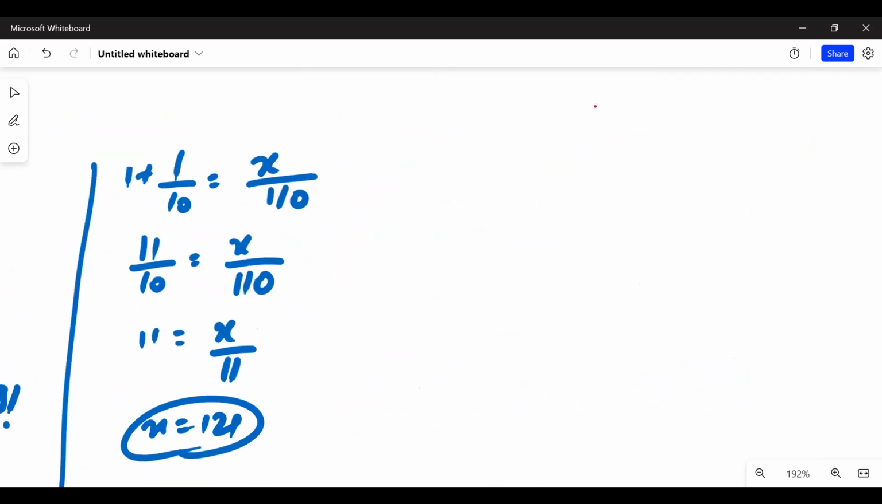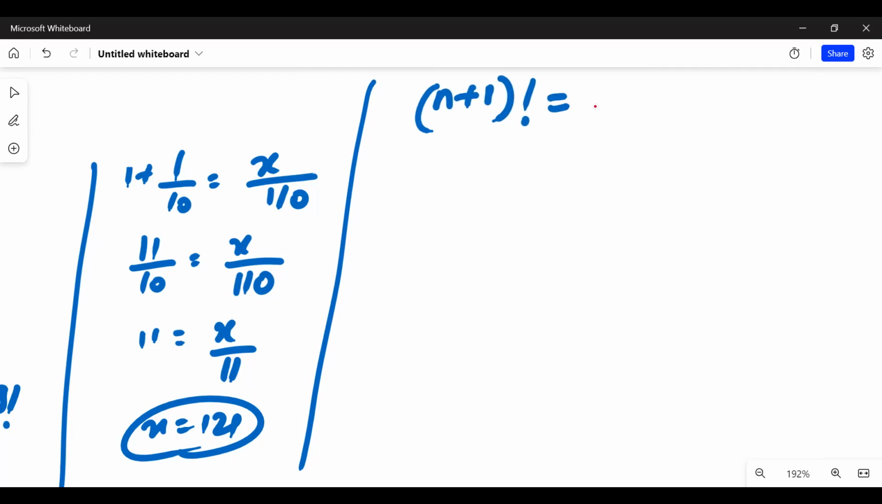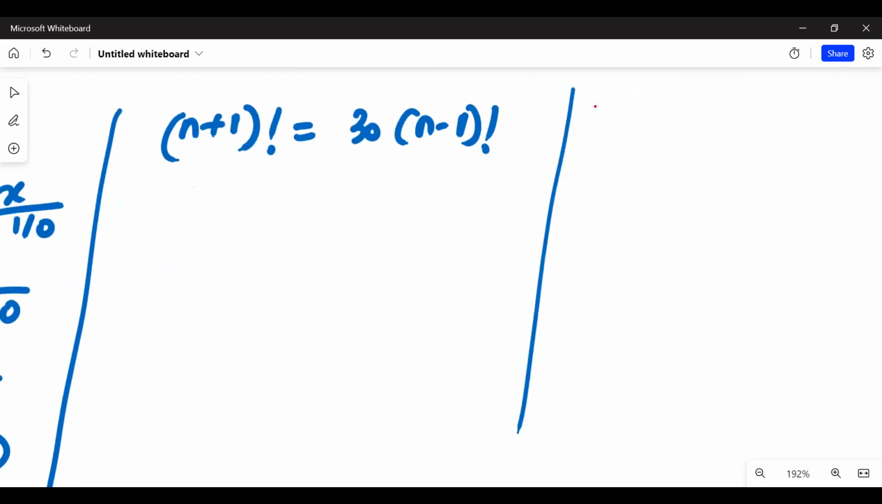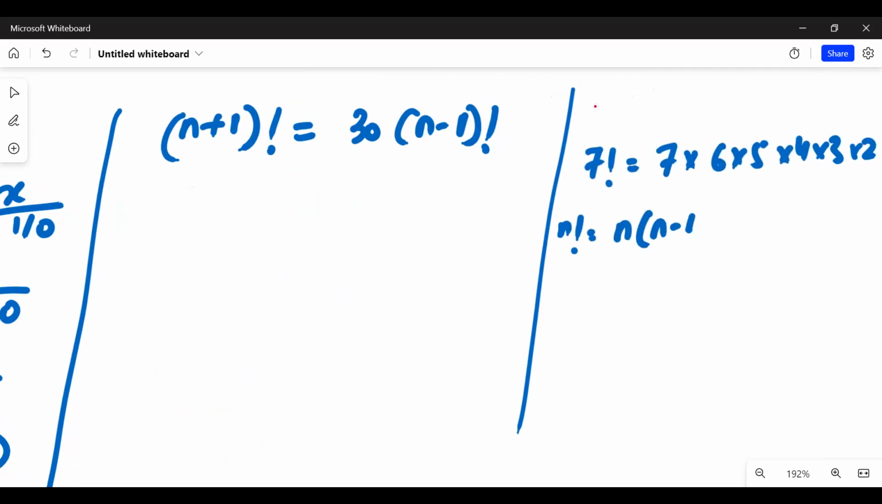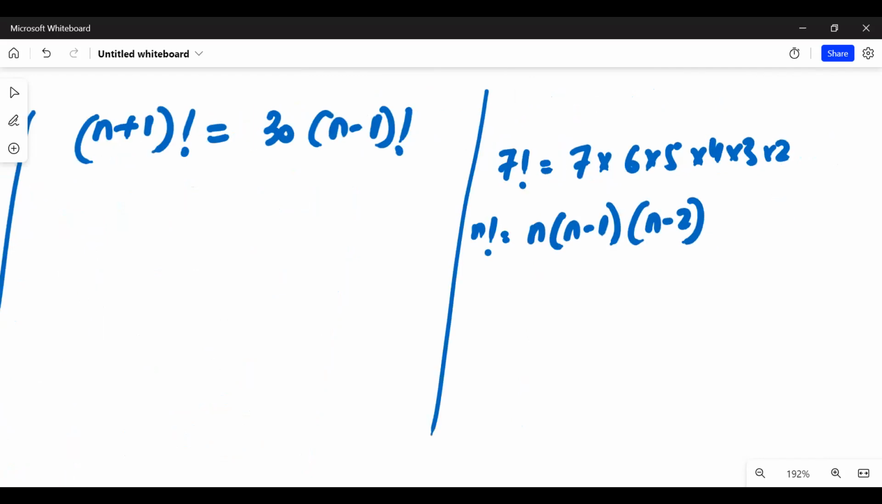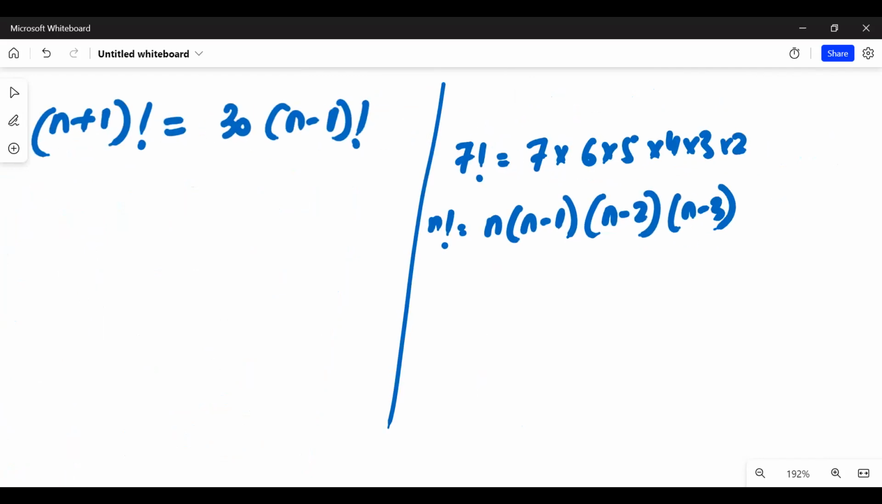If you see example 4, what they've written is that n plus 1 factorial is equal to 30 into n minus 1 factorial. So you have to solve this. I don't know whether you have understood or not. If I'm saying 7 factorial, 7 factorial is 7 into 6 into 5 into 4 into 3 into 2 into 1. Like this, n factorial is n into n minus 1 into n minus 2 into n minus 3. Can you understand this? You will do this till 1.